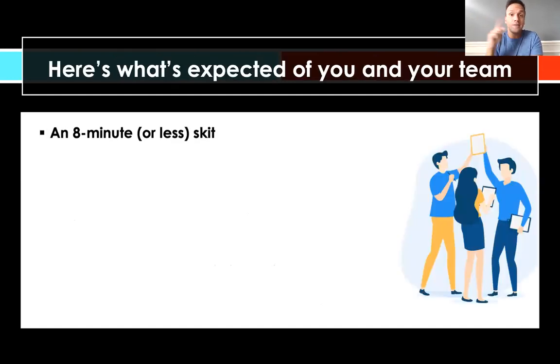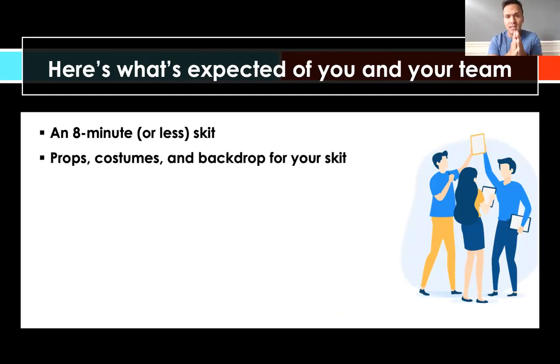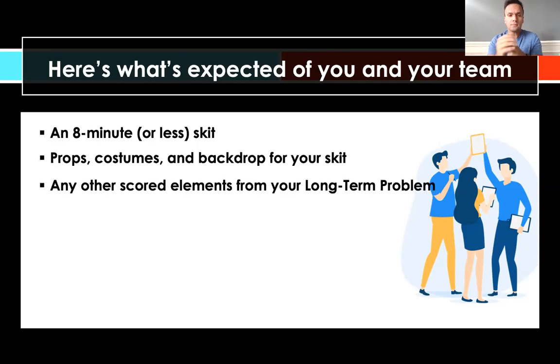Now, here's what's expected of you and your team. Now that you're together, you are going to write and perform an 8-minute or less skit. So you have 8 minutes to present your solution and you do it in sort of performance style. That also then includes any props, costumes, backdrops, and other elements that are required for your problem. You are expected to make those as well. That includes other scored elements for your long-term problem. So for some problems like vehicle, technical, structural, in the vehicle problem, guess what? You're probably going to be making some vehicles. In the technical problem, you're probably going to be making some machine or technical device of some sort. So those are extra things in those particular problems that the team is also expected to produce.